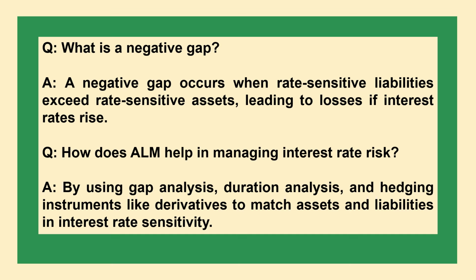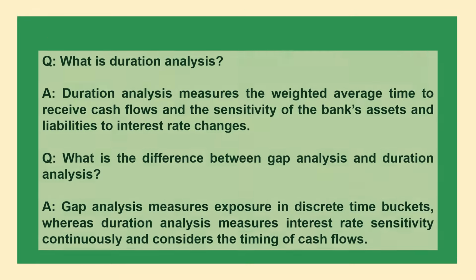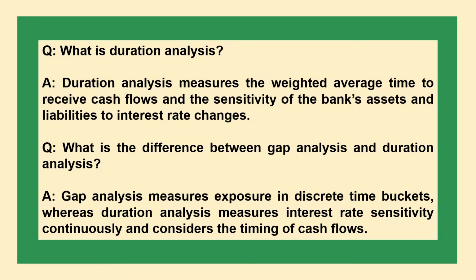Question: how does ALM help in managing interest rate risk? Answer: by using gap analysis, duration analysis, and hedging instruments like derivatives to match assets and liabilities interest rate sensitivity. Question: what is duration analysis? Answer: duration analysis measures the weighted average time to receive cash flows and the sensitivity of the bank's assets and liabilities to interest rate changes.